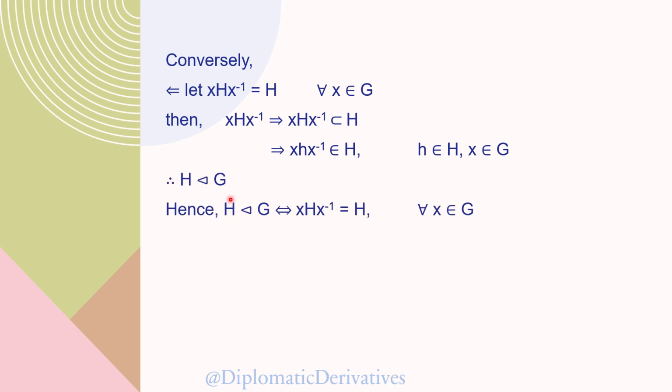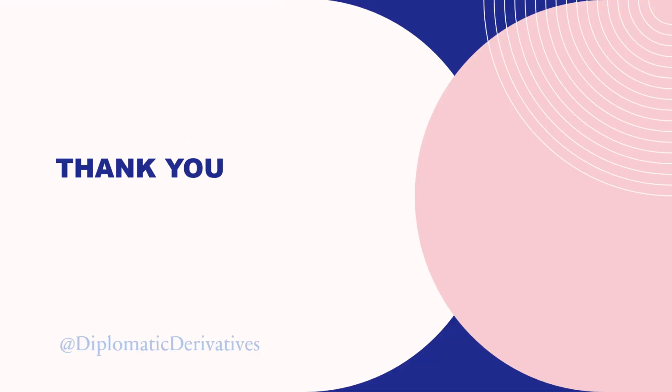Okay, so now you can write the double-sided arrow, that is, H is a normal subgroup of G if and only if X H X inverse is equal to H. So we took one side and proved the second one, we took the second side and proved the first one. All right, this is what we were trying to prove here.